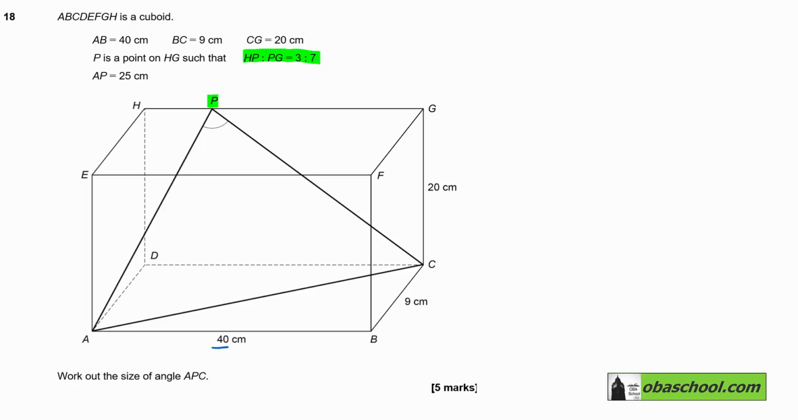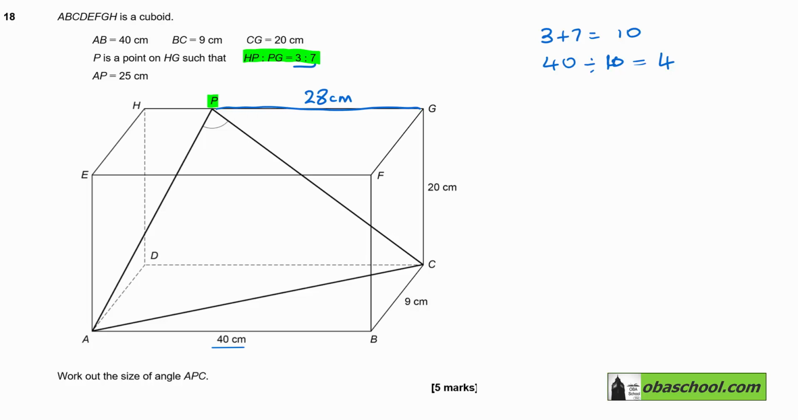We know that side is going to be 40 centimeters long. If you do 3 plus 7, that's adding the parts of this ratio, we get 10. 40 divided by 10 is equal to 4. And this part here is 7 of those. So that makes that 28 centimeters.